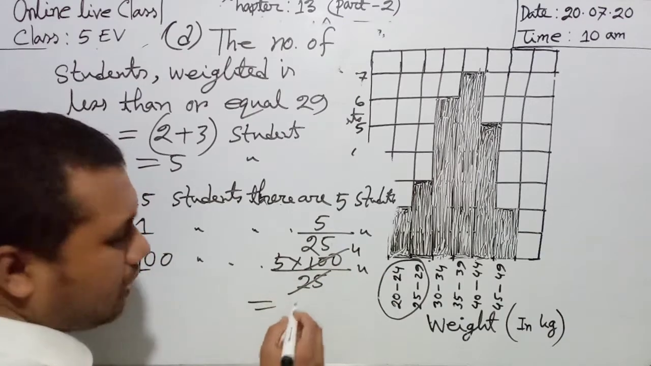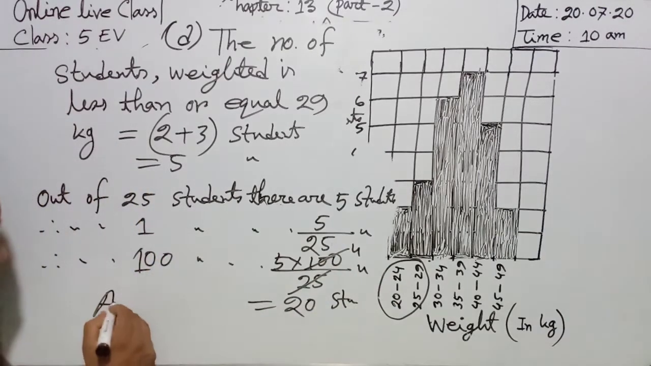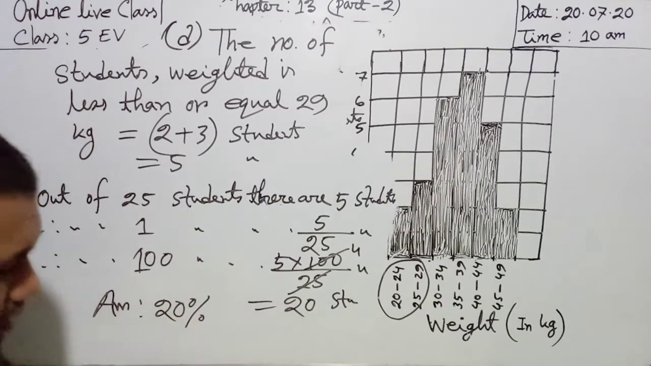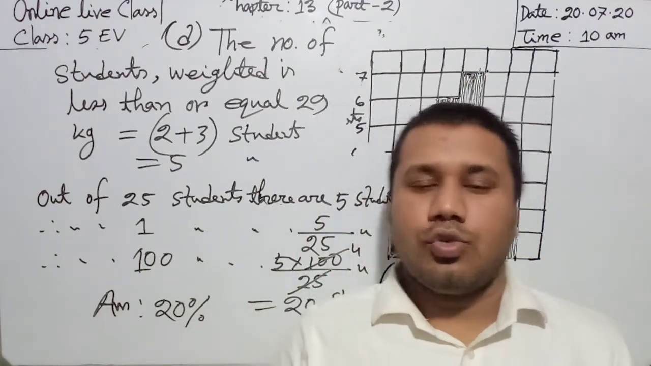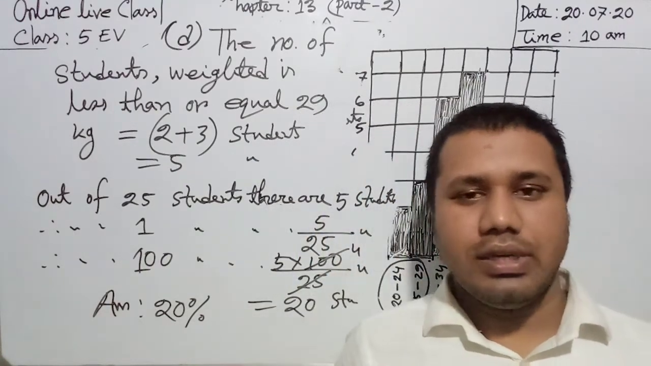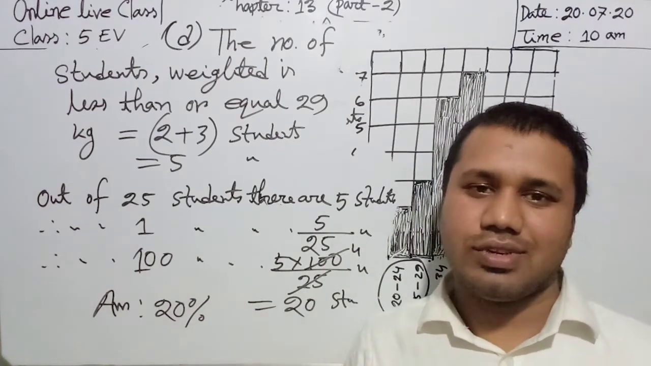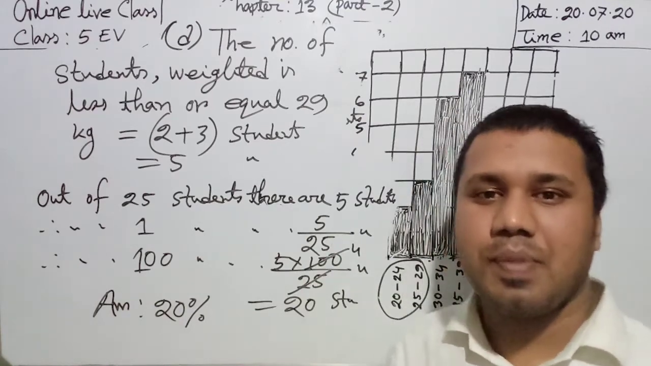Now 5 4s are 20. So 20 students. Now the answer is 20%. Clear? So we can say less than or equal to 29 years, there are 20% students. Clear, dear students? Very simple. Now copy it very fast.